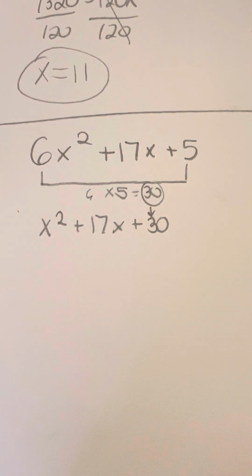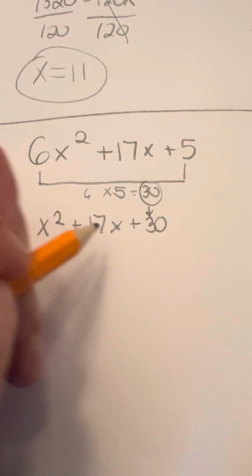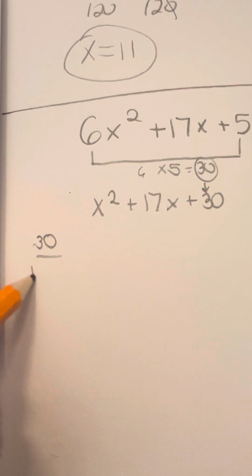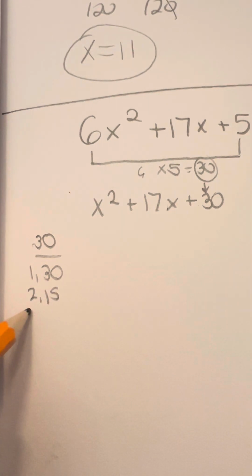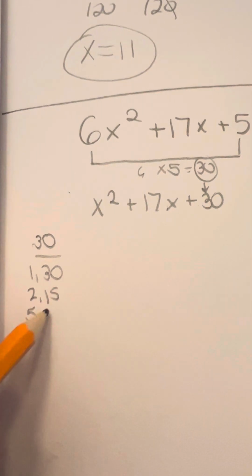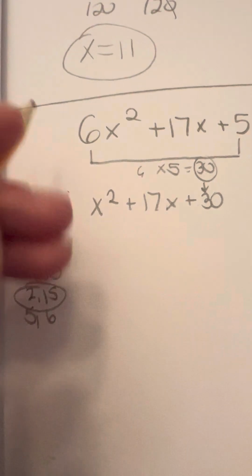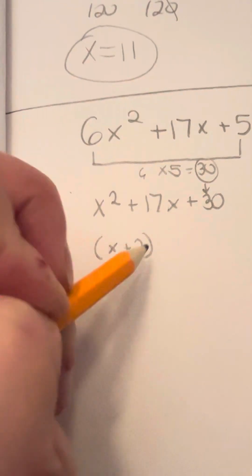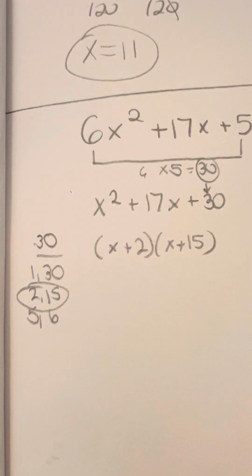Now I'm going to think about factors of 30 that would add up to 17. I'm going to put a quick list. Obviously 1 and 30 would be the first one. We'd have 2 and 15. And the only other option we have is 5 and 6. The only pair that's going to add up to 17 is this pair right here. So I'm going to put in parentheses x plus 2, x plus 15. I'm not done yet, but that's the only pair that's going to add up to 17.